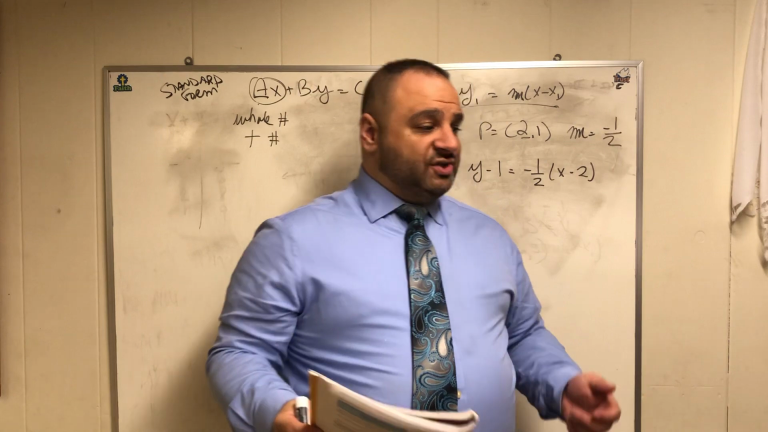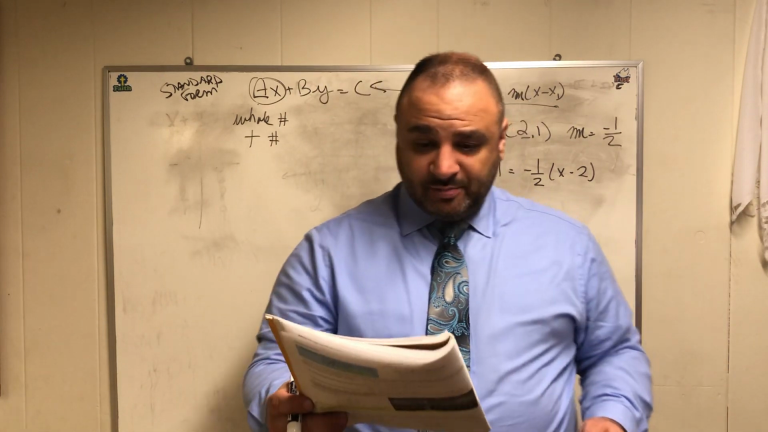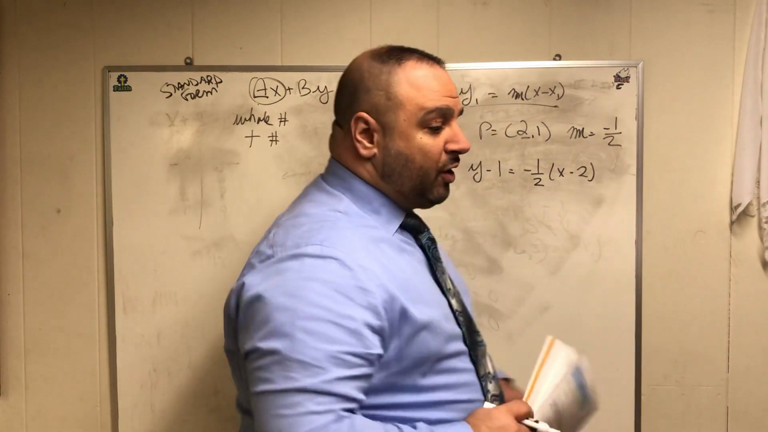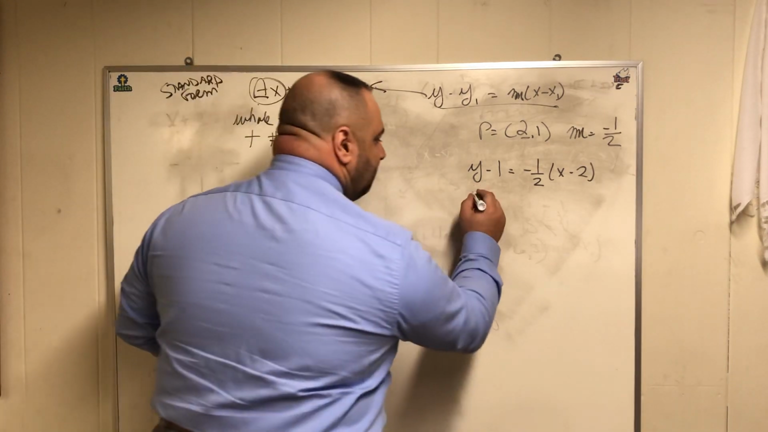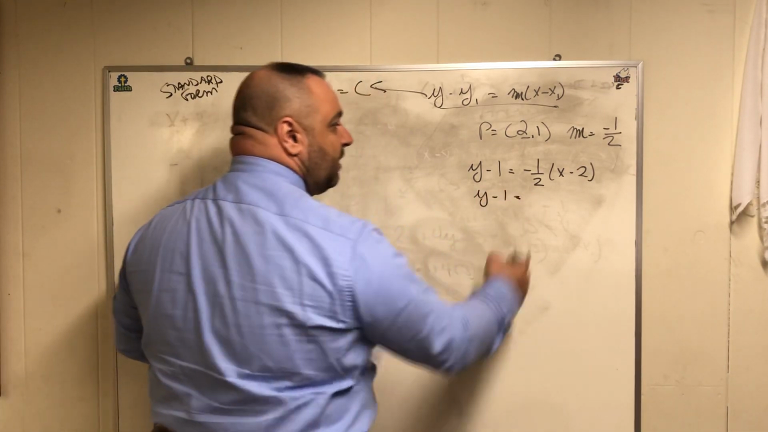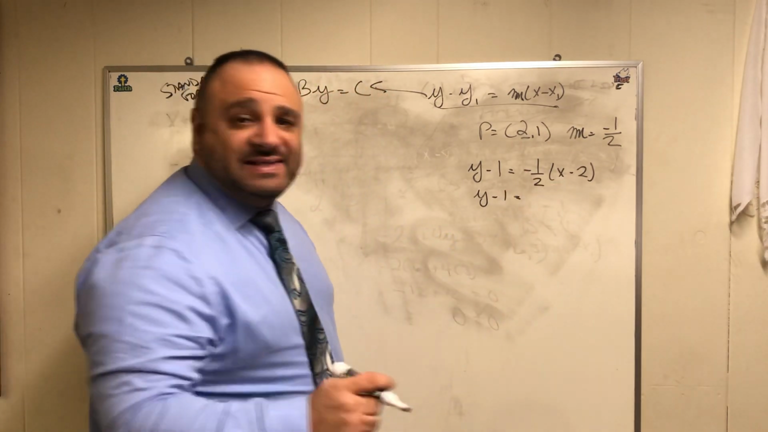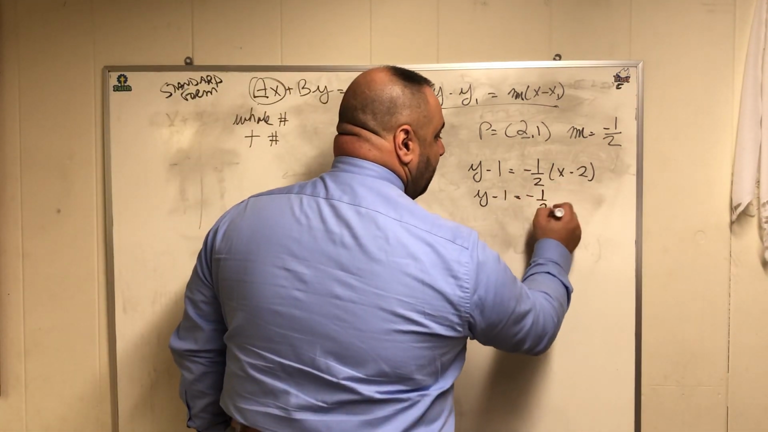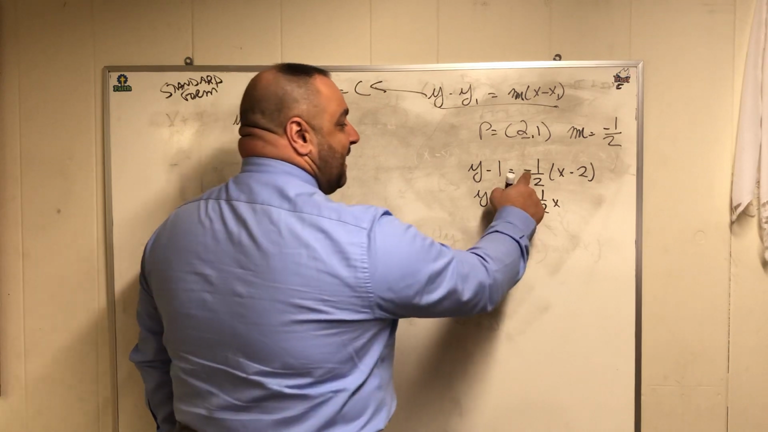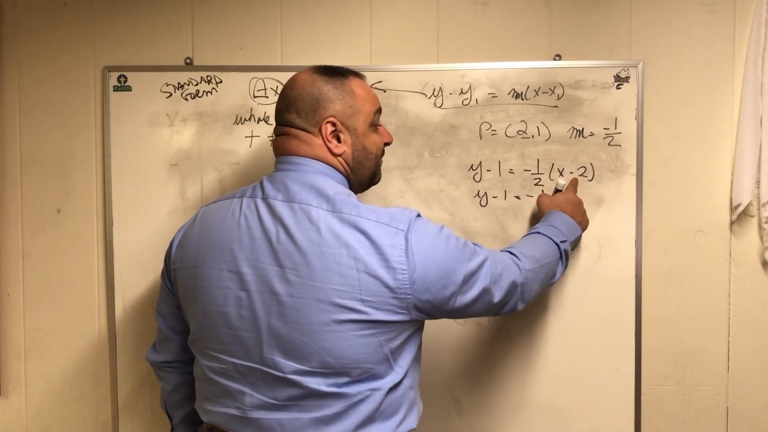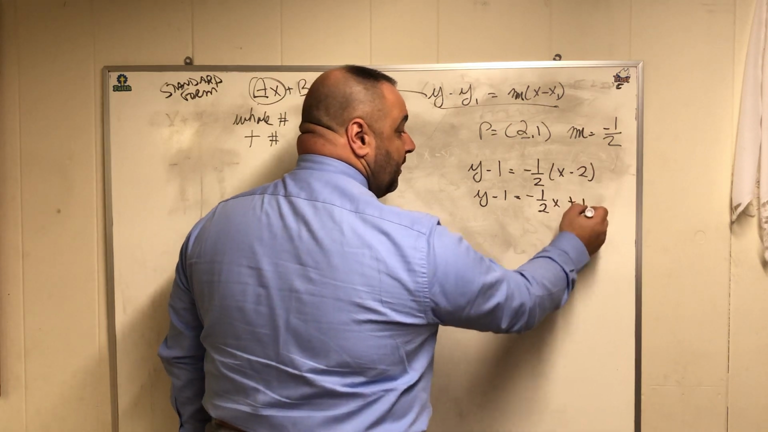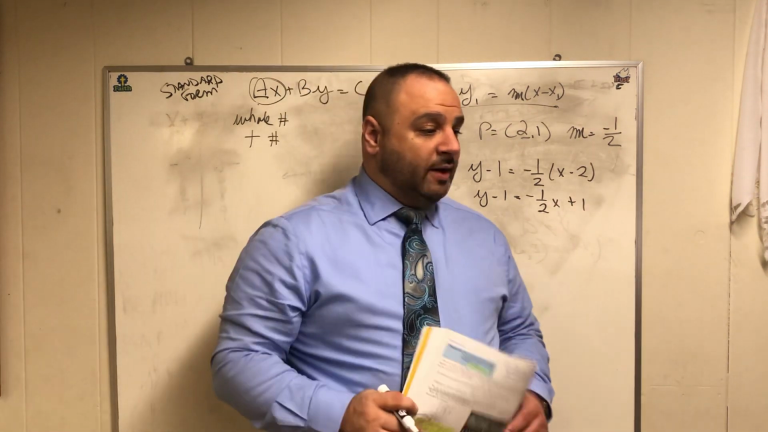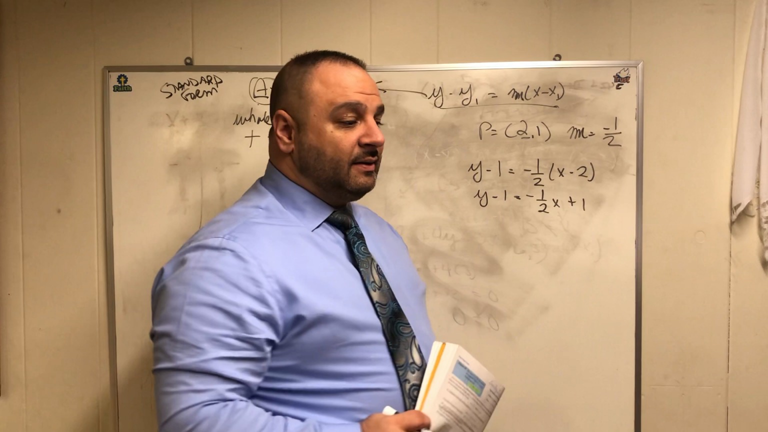Now we want to simply solve. So how do we do this? y minus 1 equals -1/2 times x is -1/2 x, and then -1/2 times -2 would be simply +1. Is that correct?